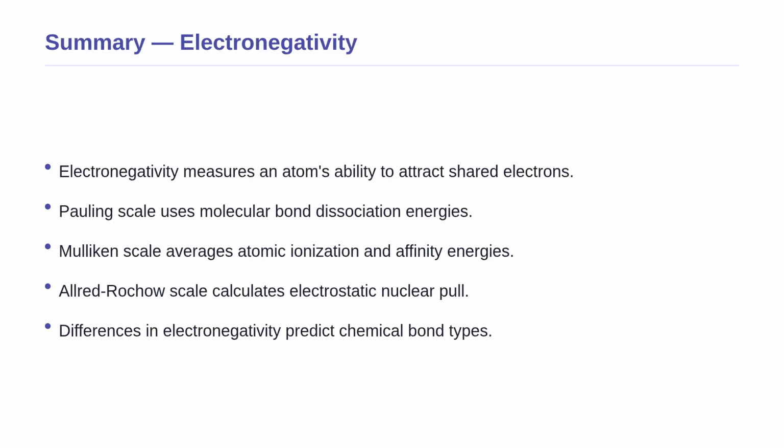To summarize, electronegativity is the ultimate measure of an atom's ability to attract shared electrons in a chemical bond. We explored three ways to calculate it. Pauling used bond energies, Mulliken used atomic ionization and affinity energies, and Allred-Rochow used the electrostatic pull of the nucleus. Regardless of the mathematical scale used, the core concept remains exactly the same. It serves as your fundamental guide for predicting bond types, molecular polarity, and how different chemicals will interact in the real world. You now have the foundation to understand chemical bonding.